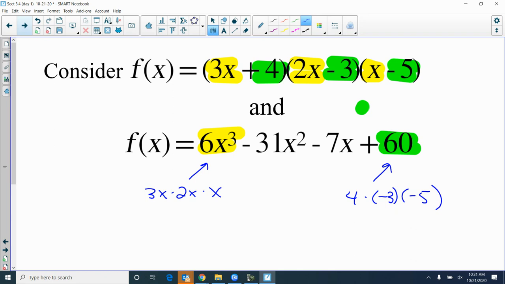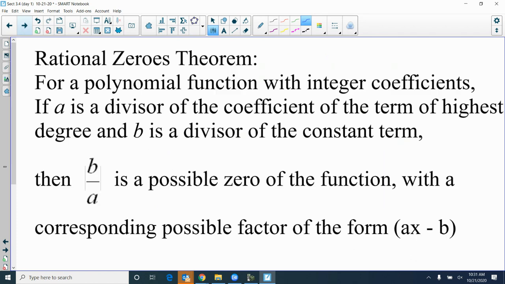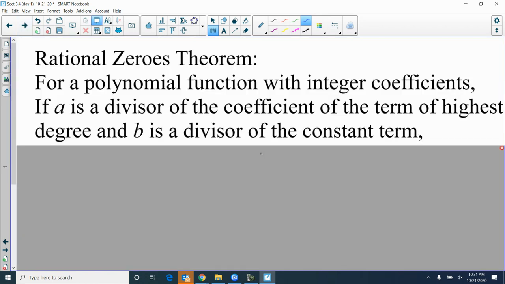All right, now let's put this all together. It's called the rational zeros theorem. All right, copy that first part down.